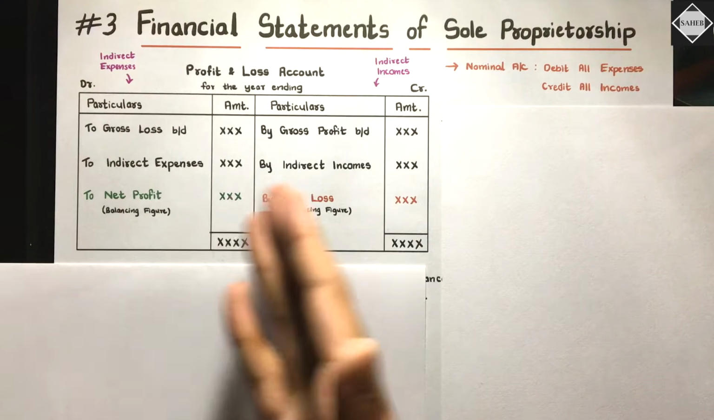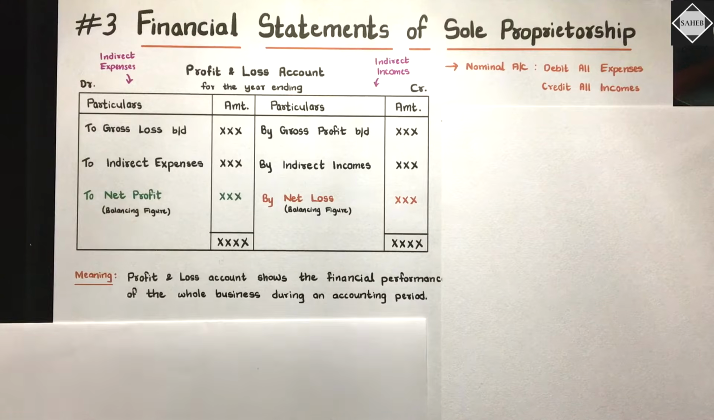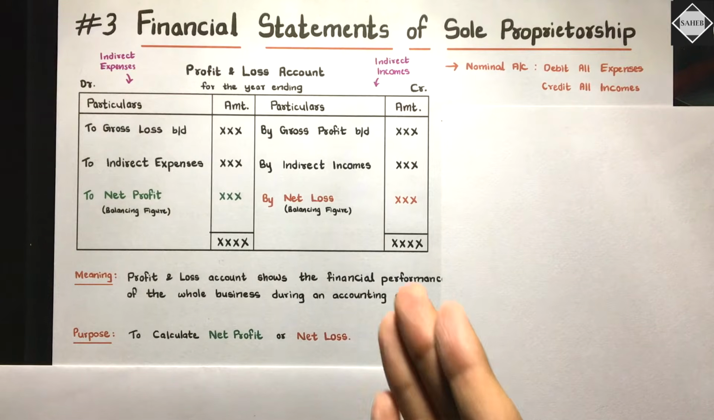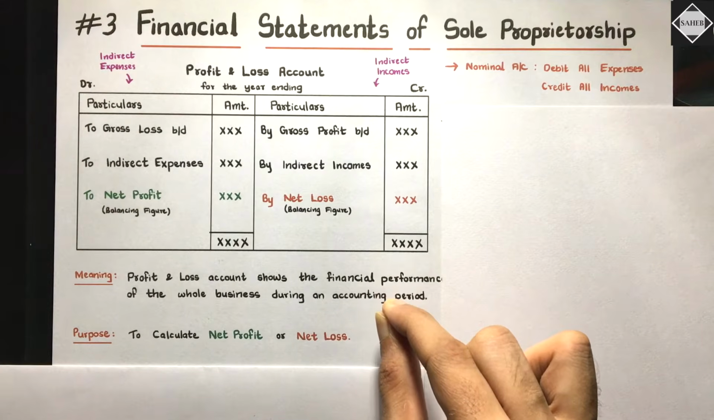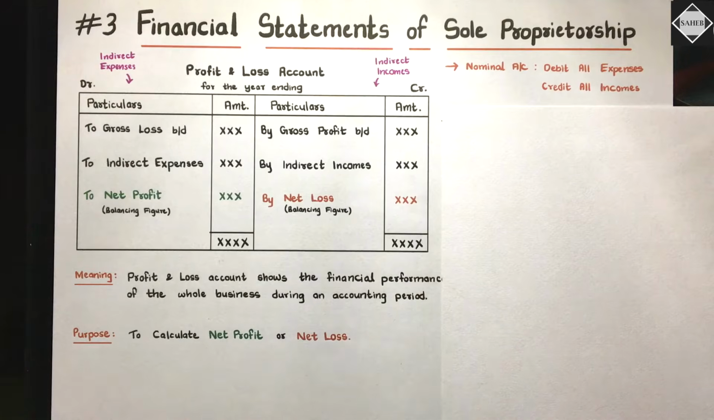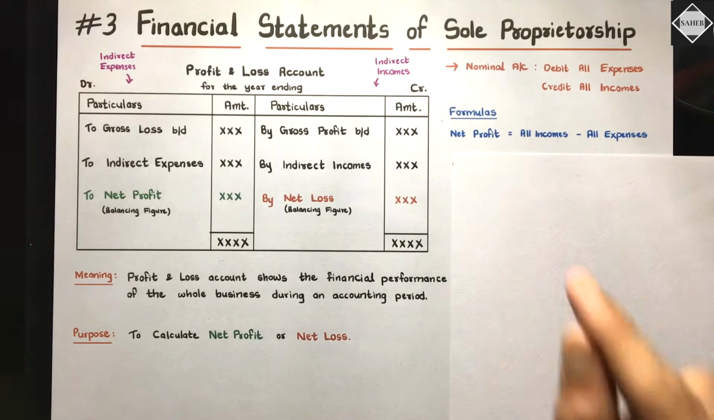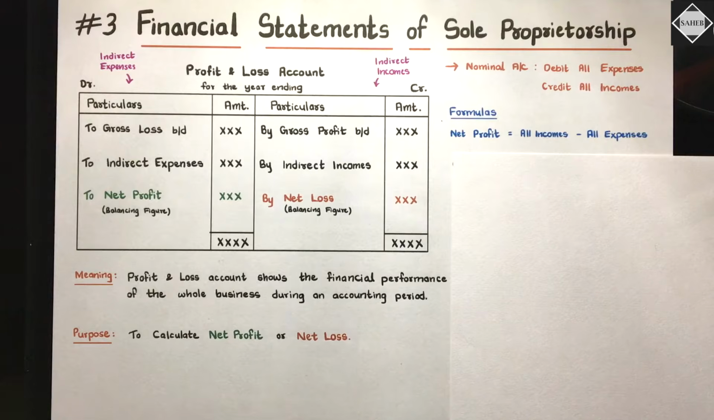Now don't worry, we'll see the indirect expenses and indirect incomes, the detailed format. Yeah, you'll see that. Then see here, meaning and purpose. Profit and loss account shows the financial performance of the whole business during an accounting period, isn't it? Why do we prepare it? To calculate net profit or net loss. Now let's see the formula. The first formula that I want to tell you is the net profit formula. All incomes minus all expenses, isn't it? That's what you have done, right?